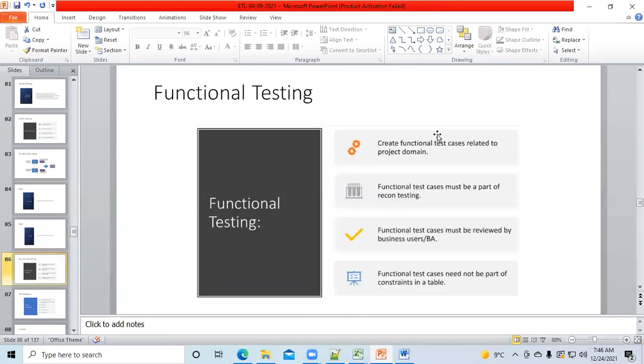Next one, functional testing. Functional testing is totally different. And nowadays you have dedicated functional testers as well. If you scan LinkedIn job profiles, you will see that organizations are looking for functional testers, generally those from a commerce or business background. So they will be doing this functional testing. What is this functional testing?